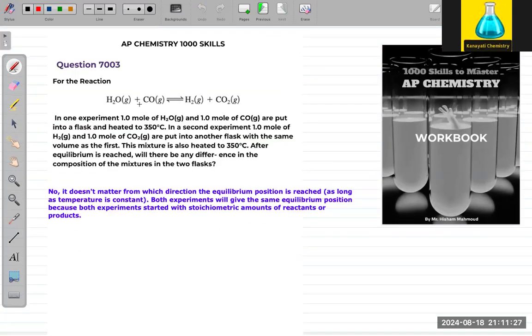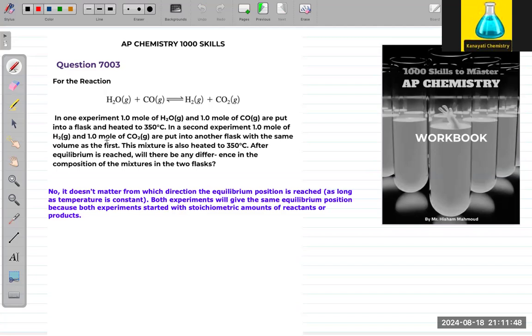The next question is the same equation. If in one experiment, 1 mole of H2O and 1 mole of CO are placed in the flask at the same time and then heated. In a second experiment, instead of starting by putting H2O and CO, I started by putting H2 and CO2. So I started from the products, not from the reactants. Will there be any difference in the composition of the mixture in the two flasks?